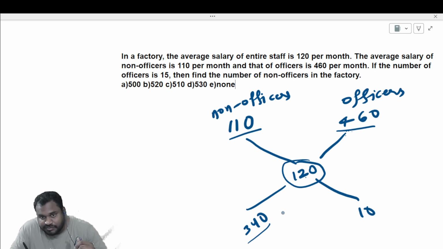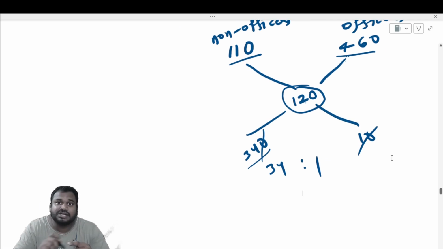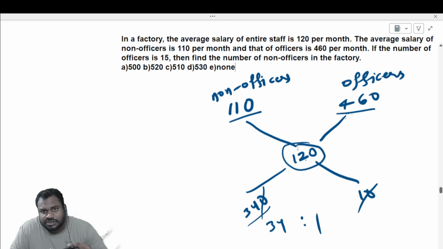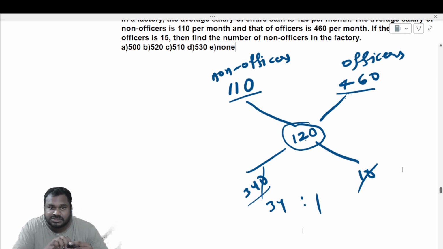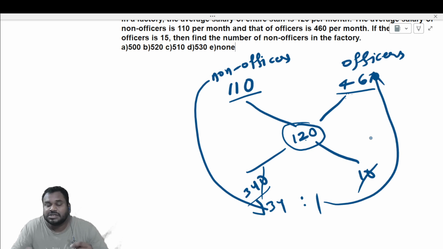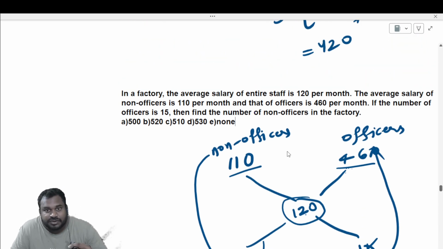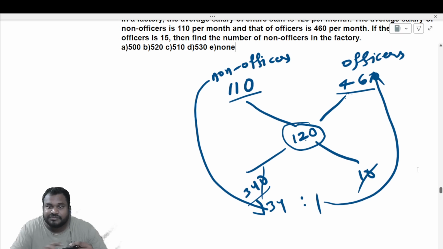So now you have to find the ratio for it. 340 to 10, so 34 is to 1 is the ratio between non-officers to officers. To find the answer, you need the number of non-officers. Non-officers is the left side. 34 corresponds to non-officers, 1 corresponds to officers. The number of officers is given as 15.